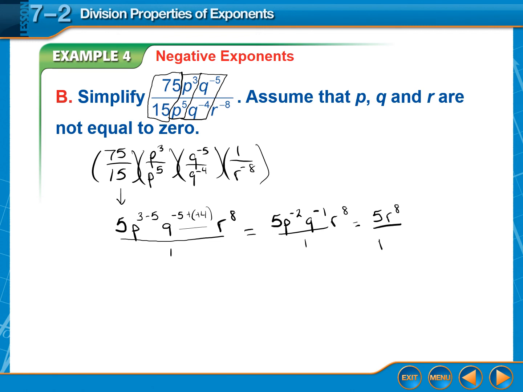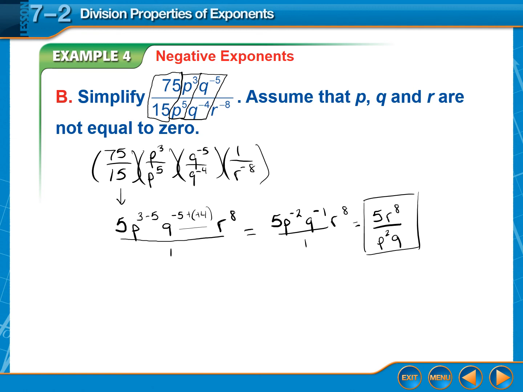Then the denominator, I've got p squared and q. So this is what the expression looks like after we simplify it. 5r to the 8th divided by p squared times q. And we got that by taking a little bit of everything that we've done.